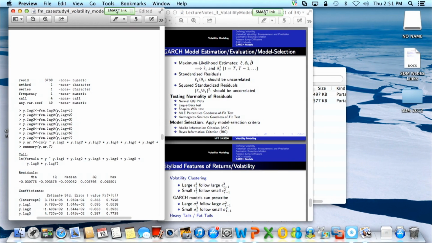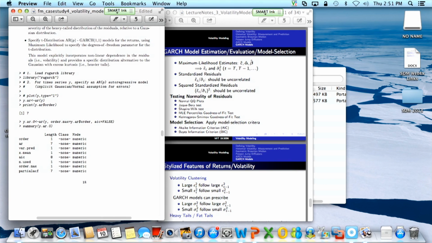Let's see, there's a package in R called rugarch for univariate GARCH models, which fits various GARCH models with different specifications by maximum likelihood.